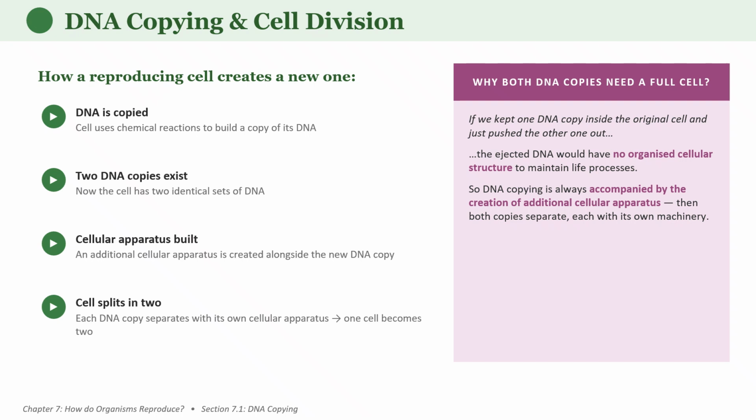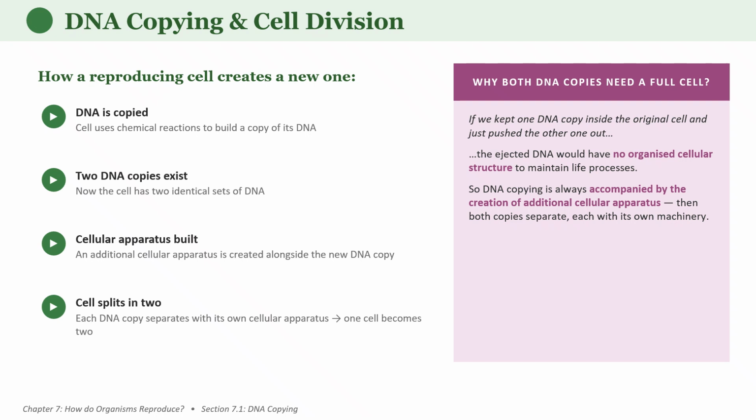And in the third step, what happens? Additional cellular apparatus is formed. The cell produces cytoplasm, cell membrane, and other organelles. These structures are necessary for the new cell to survive. Cell division. What is cell division? The parent cell divides into two daughter cells. Now each daughter cell receives one DNA copy, right? And it also has the necessary cellular machinery.